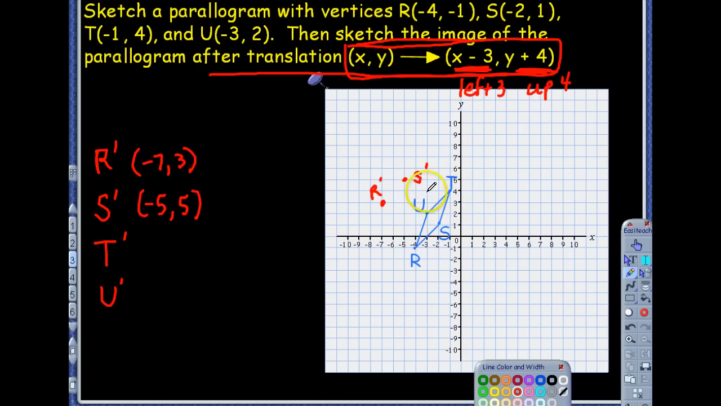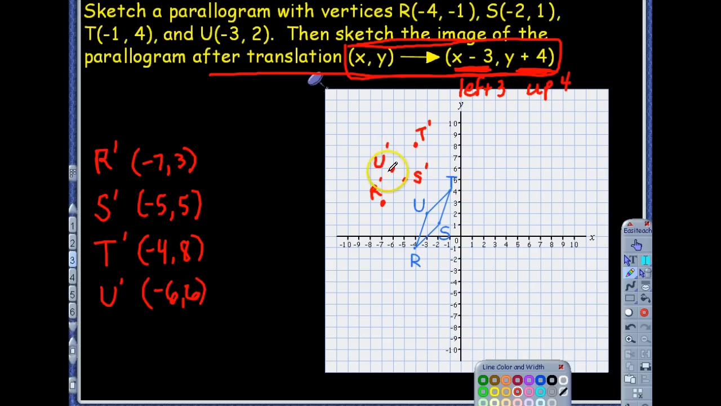So left 3, up 4. Okay, and so there you're at -4, 8. And then same thing. Left 3, 1, 2, 3, 4. And there you're at U prime. U prime. So it's at -6, 6.